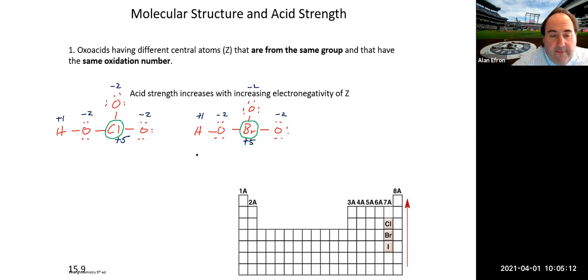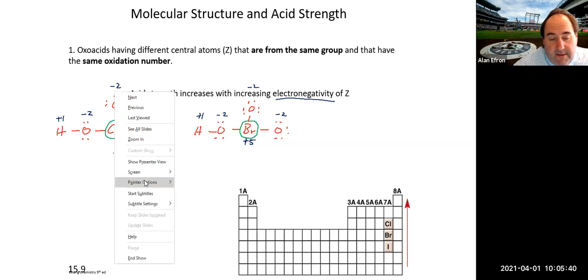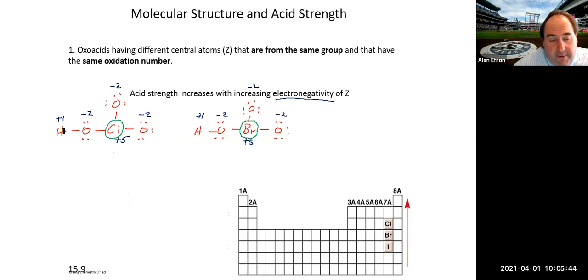So they share the same oxidation number, which means we cannot use oxidation number to help us decide which one is going to be the stronger acid. In this particular case, we would look at electronegativity. In comparing chlorine and bromine, chlorine is more electronegative. So what does that mean? To start with, this is a polar bond. The hydrogen is more positive, the oxygen is more negative, just that OH part of it. That means the electrons are moving towards the oxygen in this bond. Because chlorine is more electronegative, it's going to move those electrons even closer to the chlorine.